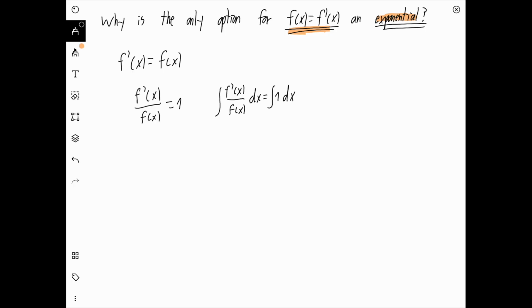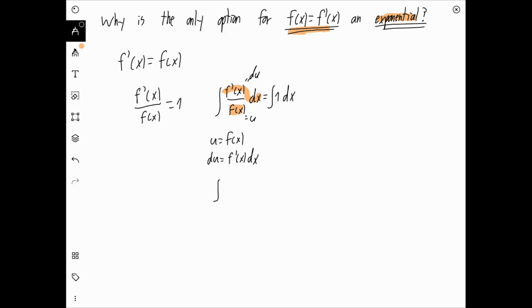And now I can use a substitution. I can say that u equals f of x, so that du equals the derivative of f of x dx. This is how you use substitutions. And now you can see that here the derivative of f of x dx would just equal du, and this over here would just equal u.